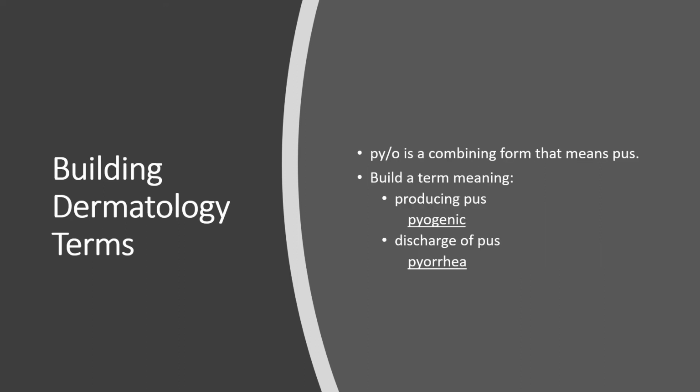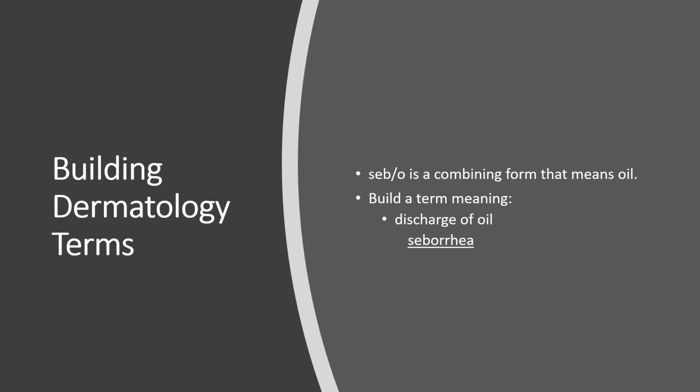Pyo is a combining form that means pus. Producing pus would be pyogenic. Discharge of pus would be pyuria. Sebo is a combining form that means oil. A term meaning discharge of oil would be seborrhea.